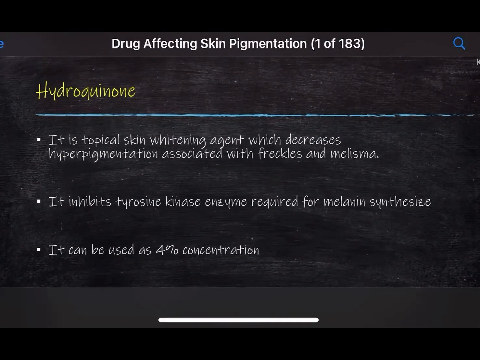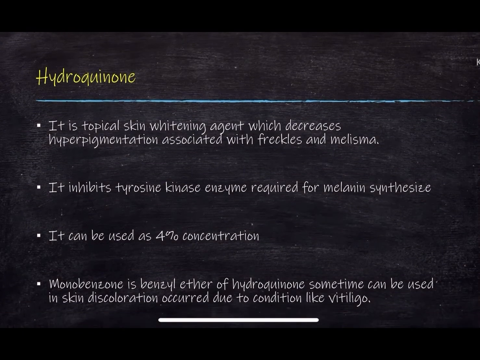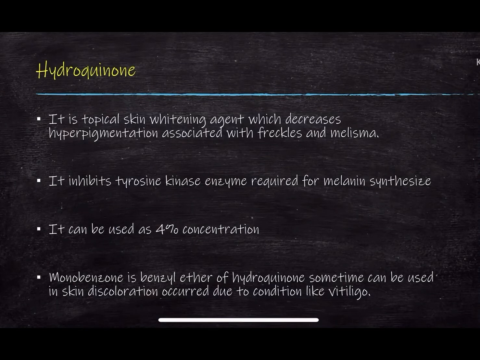Hydroquinone. It is a topical skin whitening agent which decreases hyperpigmentation associated with freckles and melasma. It inhibits the tyrosine kinase enzyme required for melanin synthesis, and it can be used at 4% concentration. Monobenzone is a benzyl ether of hydroquinone, sometimes used in skin discoloration occurring due to conditions like vitiligo.